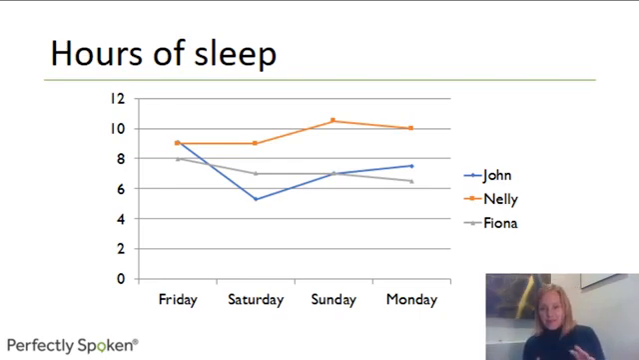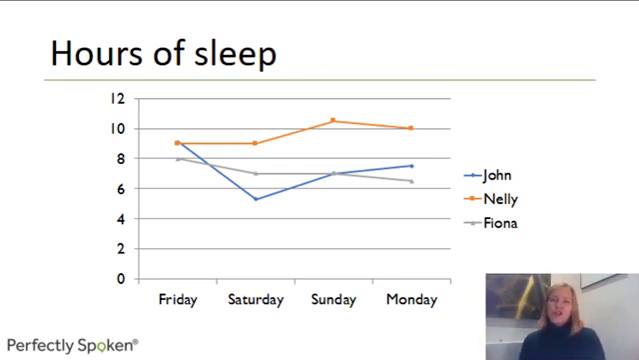On Sundays he sleeps about 7 hours, and on Mondays he sleeps about 7.5 or nearly 8 hours. Looking at Nellie. Nellie is the orange line. On Fridays, she sleeps the same as John, about 8 or 9 hours. And on Saturday, the same. On Sundays, she sleeps more. She sleeps longer. And on Mondays, she sleeps just a little bit less, about 10 hours.